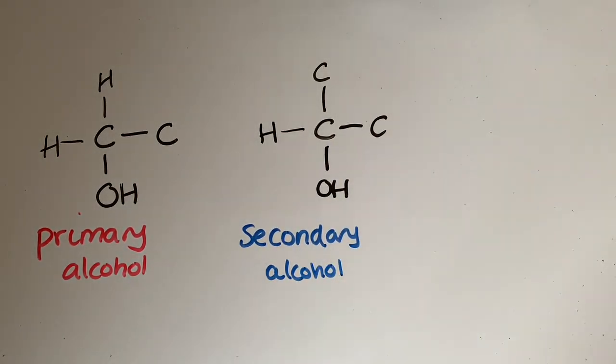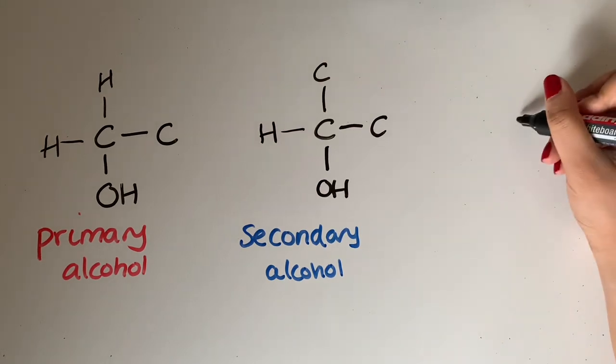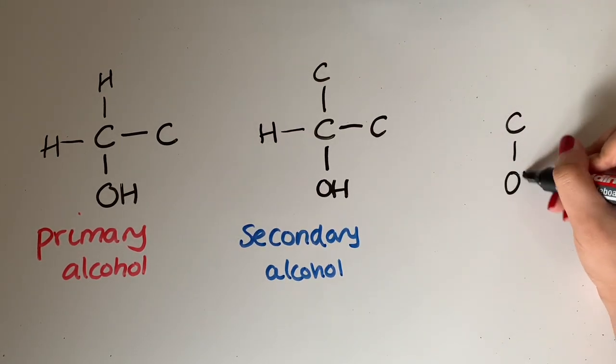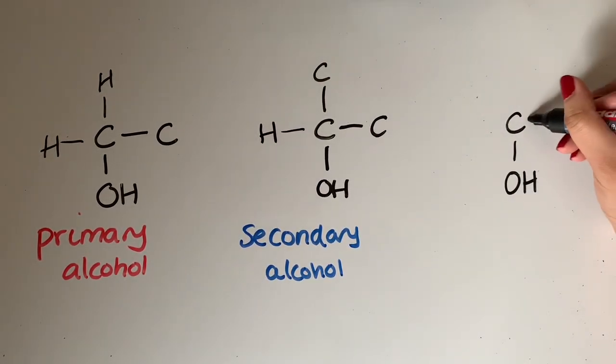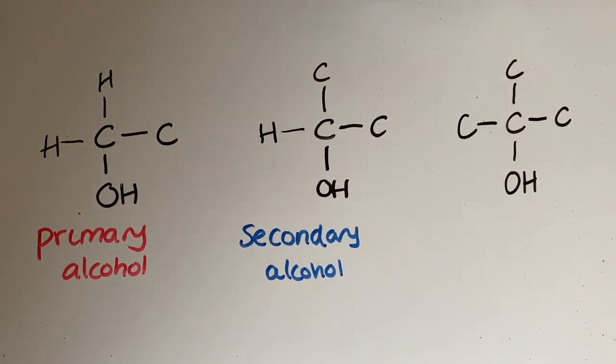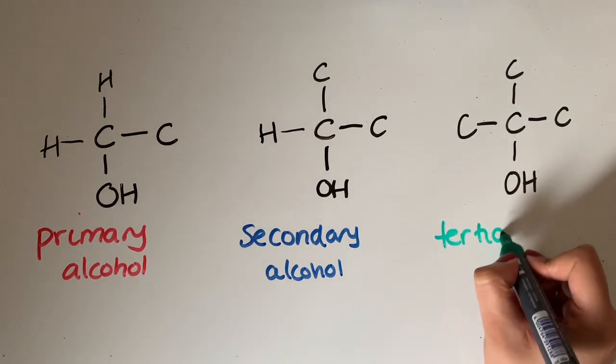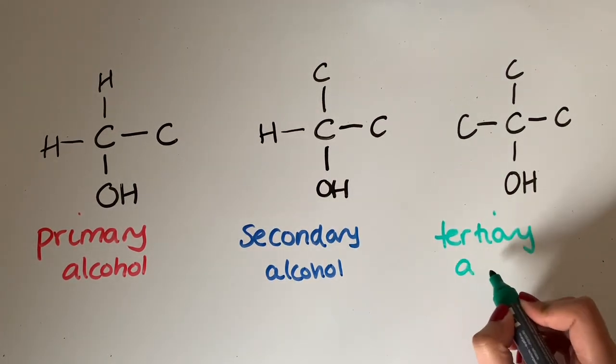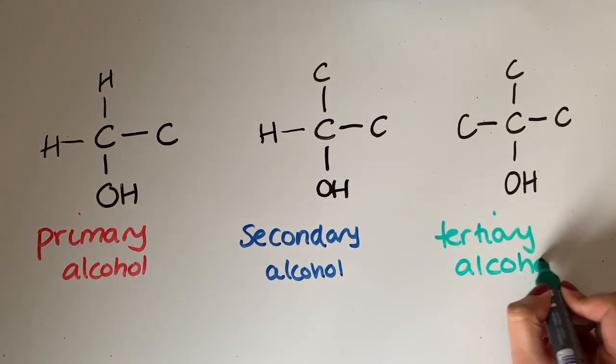And the last one is a tertiary alcohol. This is where the carbon to which the OH is attached is bonded to three other carbons and no hydrogens directly. So there are no hydrogens directly attached to this carbon, and this is a skeleton for a tertiary alcohol.